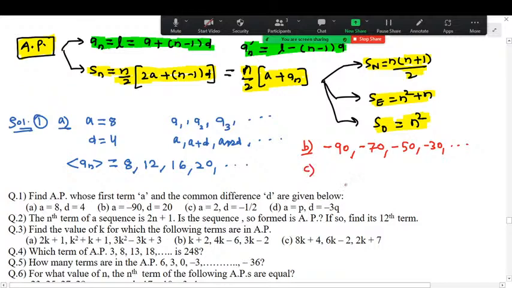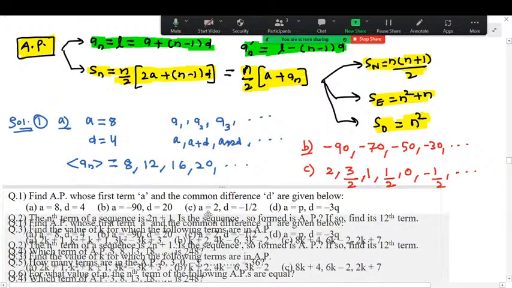What about the C part? We will start with 2. Then we add minus half, and if we add minus half, that means we are subtracting. That is going to be 1.5. Then if we again add minus half, that is subtraction because d is minus half. It will be 1. Then we will get half, then 0, then minus half. In this way we can frame the AP. Can you similarly answer the D part?